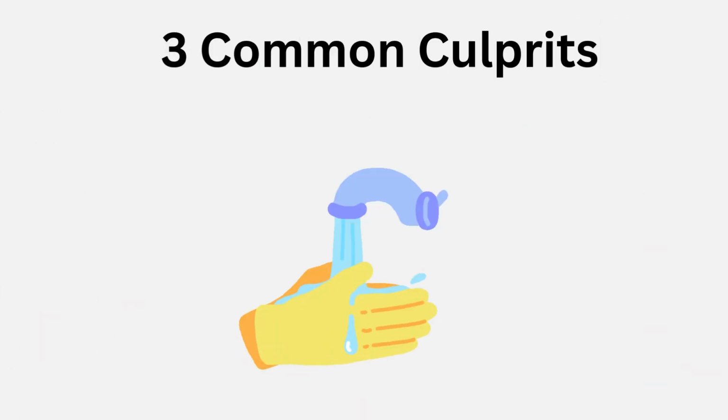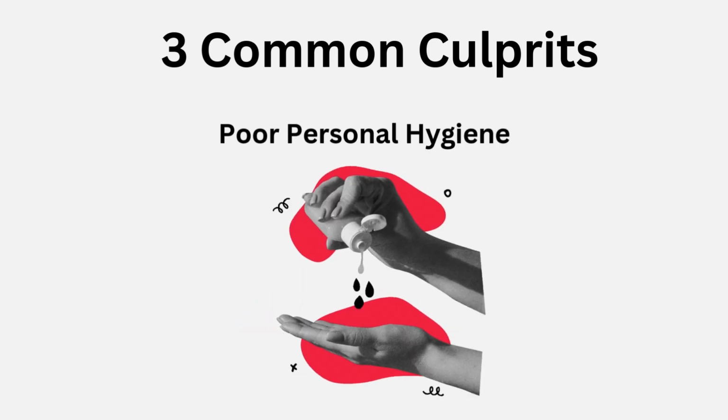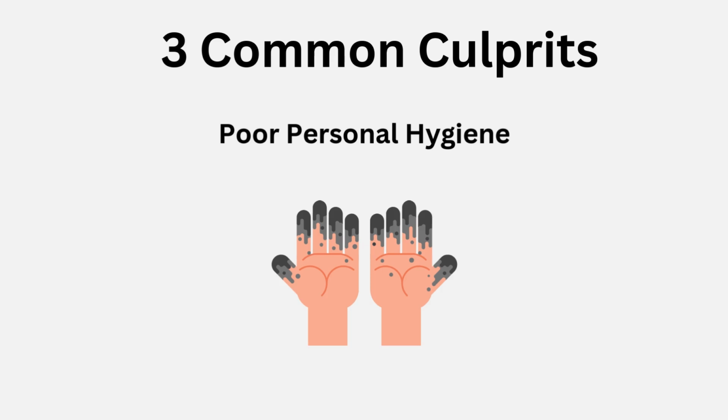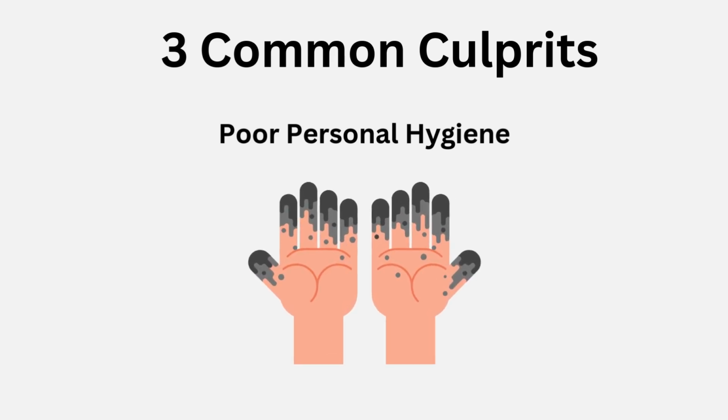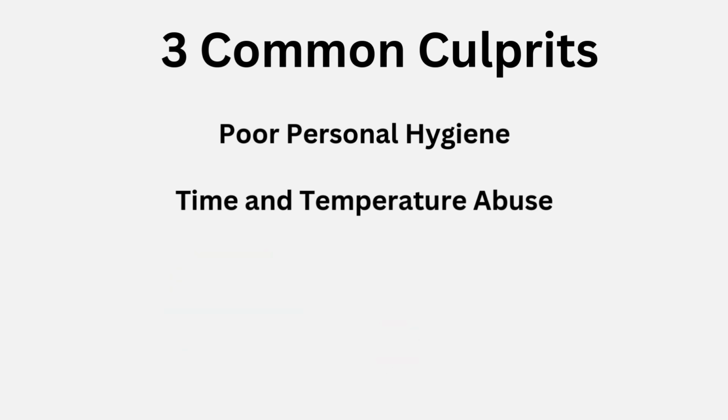There are three common culprits to foodborne illnesses. Poor personal hygiene. Many people don't realize that hand sanitizer should be used on clean hands. If your hands are visibly soiled, you should use soap and water. Time and temperature abuse happens when you have improper holding temps, cooling, cooking, and reheating of foods, leading to the growth of bacteria. Cross contamination can happen when you mix cooked and undercooked foods.